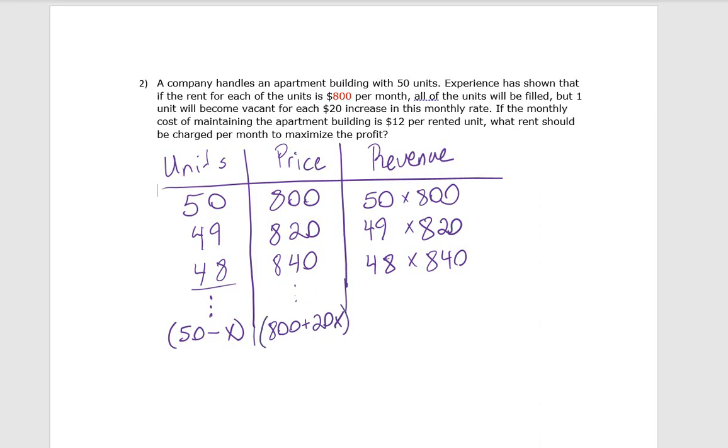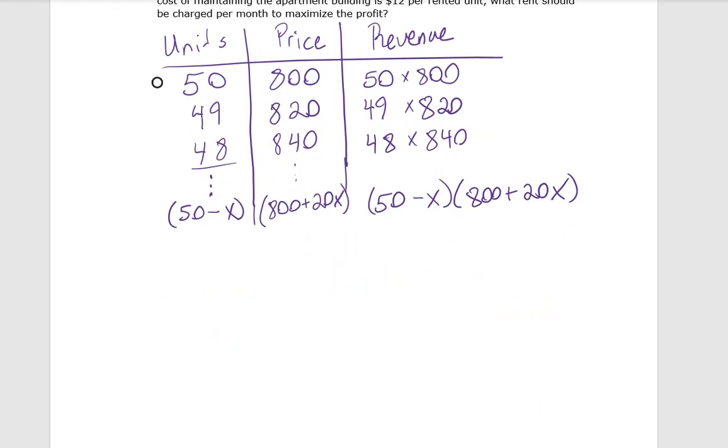That means x is the number of vacant units. And then the revenue is going to be the number of units they rent times the price per unit. Now, revenue is equal to that expression, and if we expand it out, that would be negative 20x squared plus 200x plus 40,000.